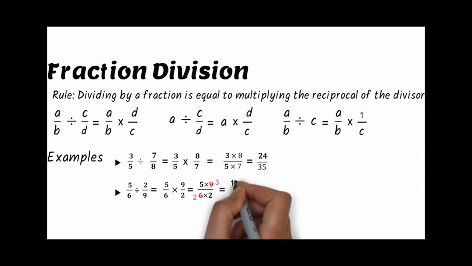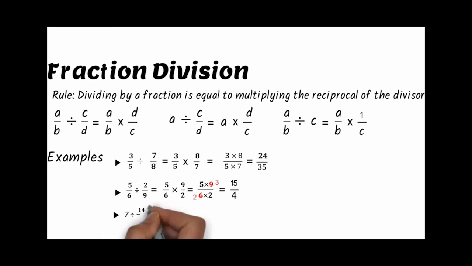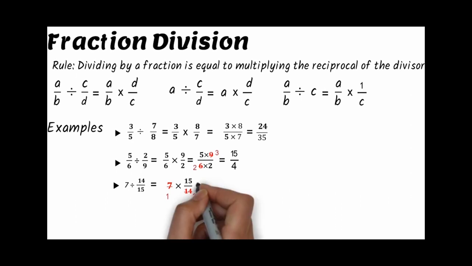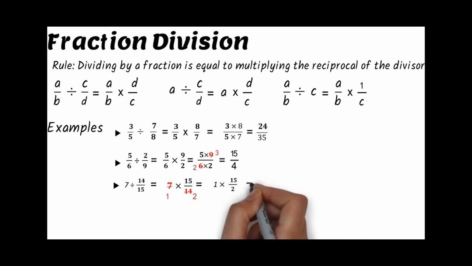Let's look at our third example, where we have an integer divided by a fraction, 7 divided by 14/15. So similarly, that's equivalent to 7 multiplied by the reciprocal of 14 over 15, which is 15 over 14. And 7 is a common factor, and if we cancel that out, that leaves us with a 1 for the integer part and 2 on the denominator. So that simplifies to 1 multiplied by 15 over 2, which is 15 over 2. That's an improper fraction, and converting to a mixed number is 7 1/2.